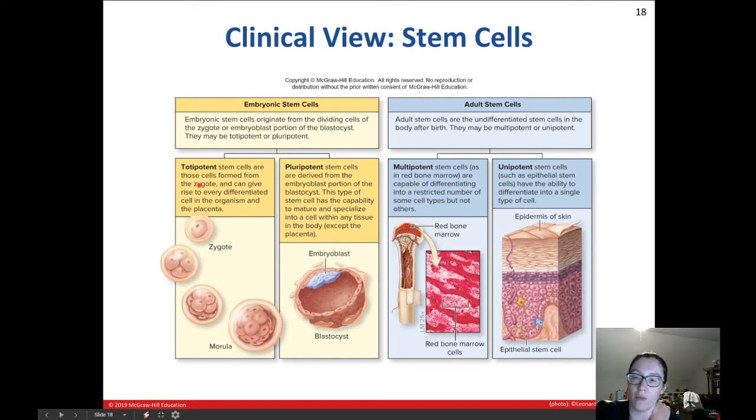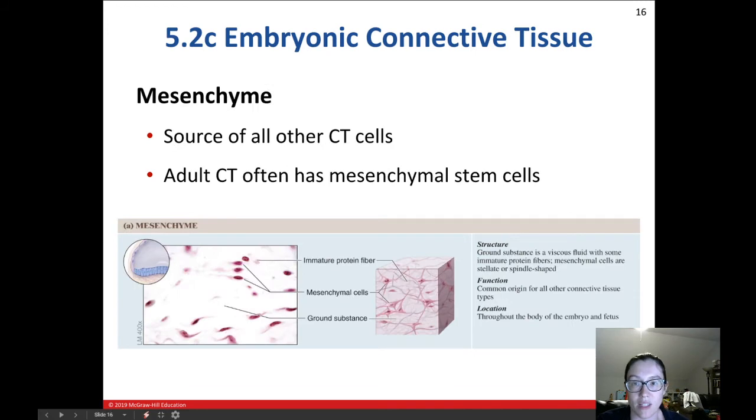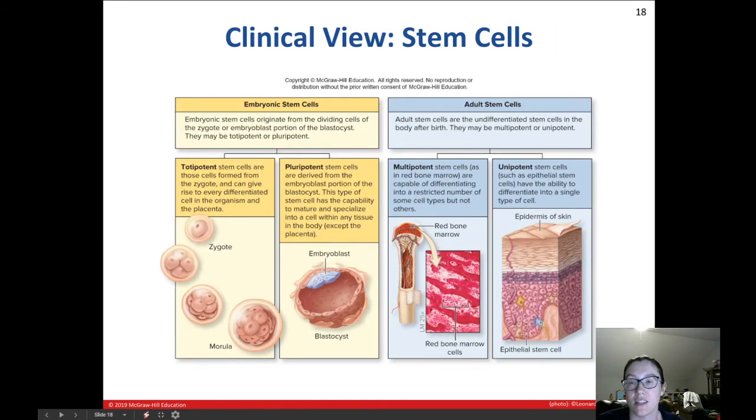So briefly, we mentioned where all the tissues come from, and we said that these mesenchymal cells are sort of like stem cells. And so what is a stem cell? Stem cells are just these cells that have the ability to form into different types of cells. They have not decided exactly what type of cell they're going to become yet.